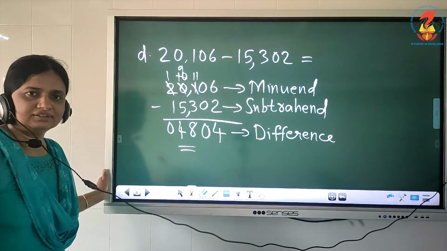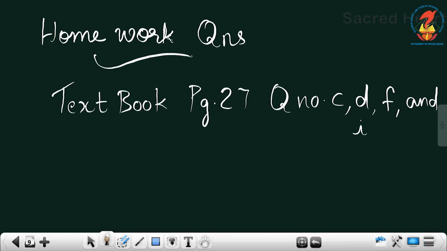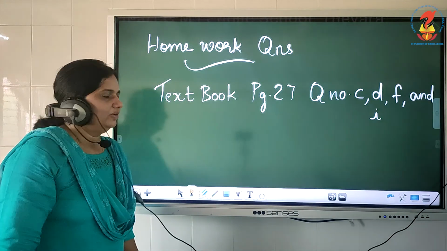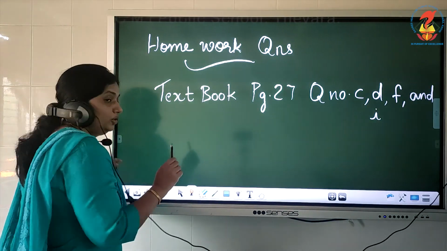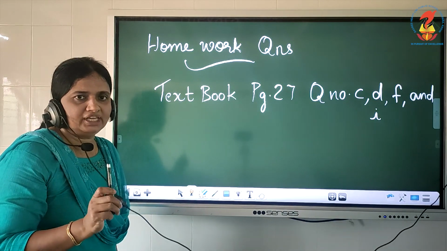Is it clear? Then I will give you some homework questions also. That is in the textbook page number 27, question numbers C, D, F and I. Is it clear? Okay. Don't miss your homework. You want to do it by today itself, right?